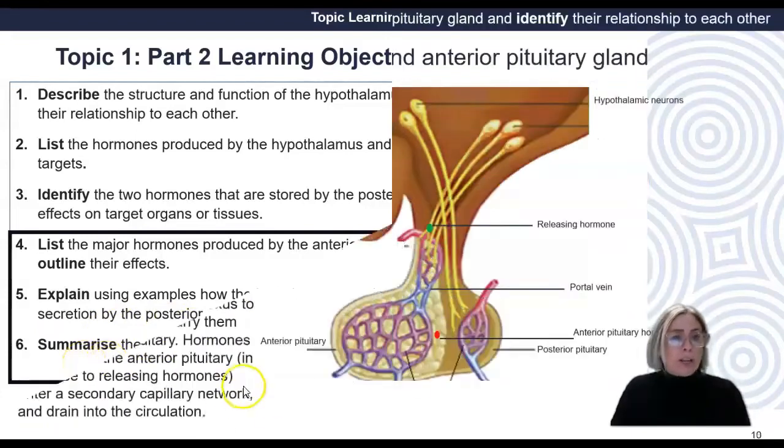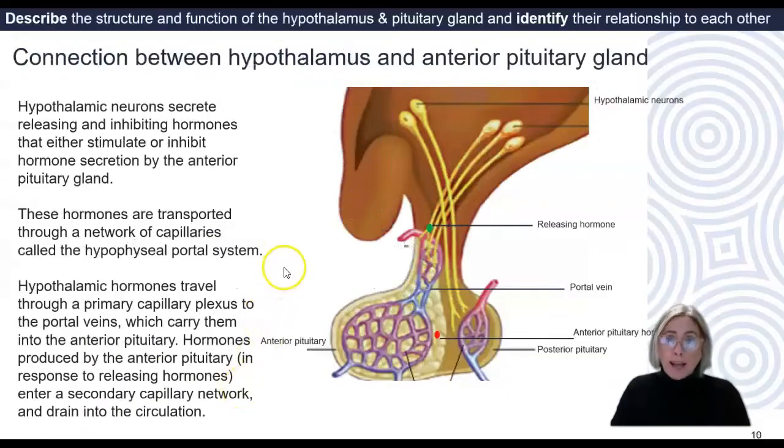So now let's have a look at the connection between the hypothalamus and the anterior pituitary gland. So hypothalamic neurons secrete releasing hormones and inhibiting hormones that either stimulate or inhibit hormone secretion by the anterior pituitary gland. Now remember that the posterior pituitary was a direct extension of the hypothalamus via the infundibulum. But the connection between the anterior pituitary gland and the hypothalamus is via a network of capillaries.